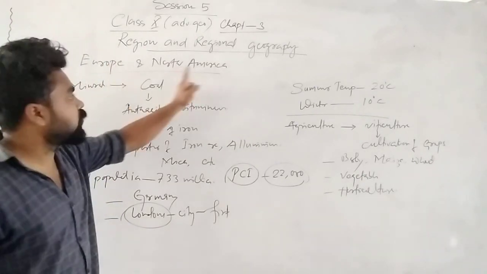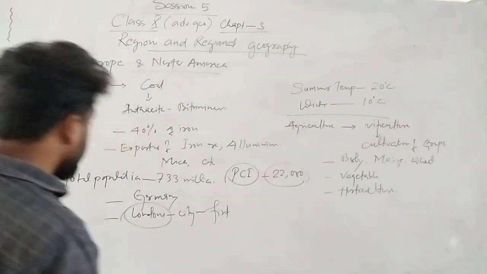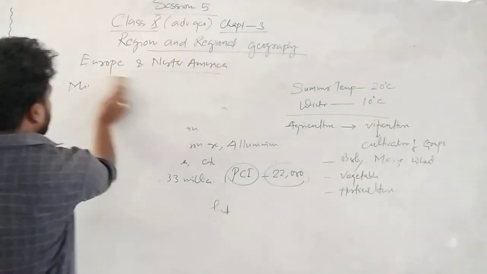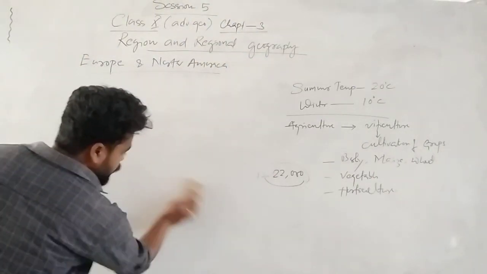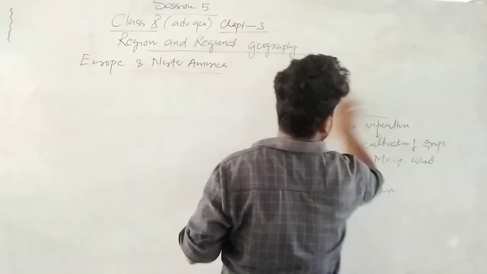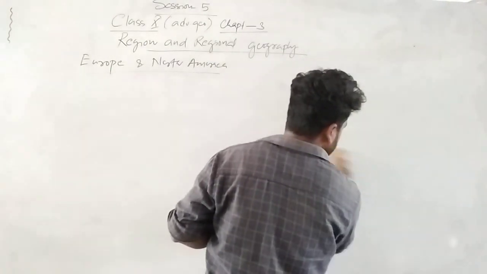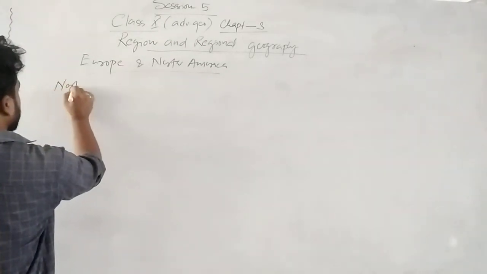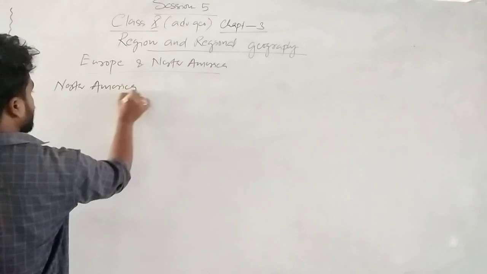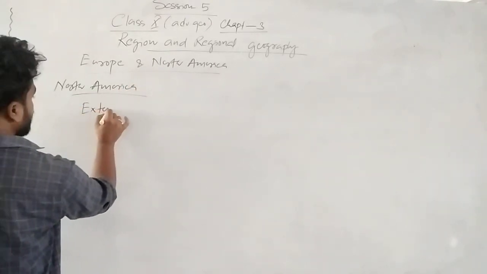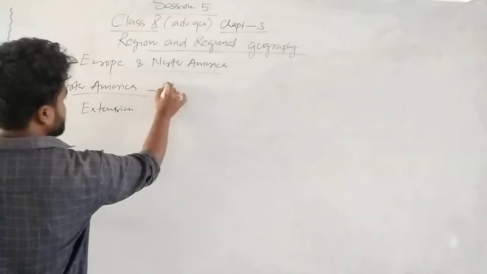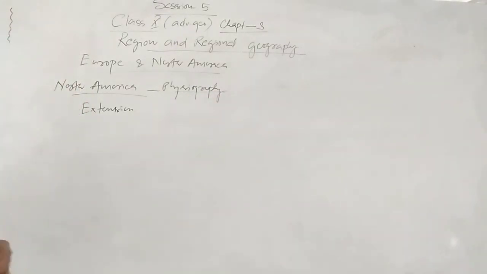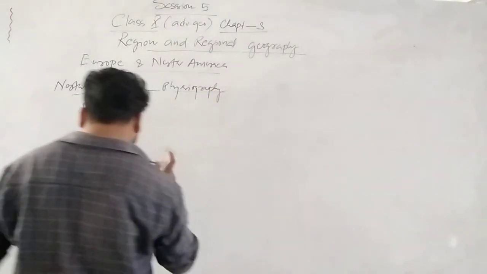Now our topic is Europe and North America. We will see the different physiographic divisions of North America. Now let's move to North America. So we'll see first the extension, that means physiography. Regarding physiography, we'll see the extension of North America.